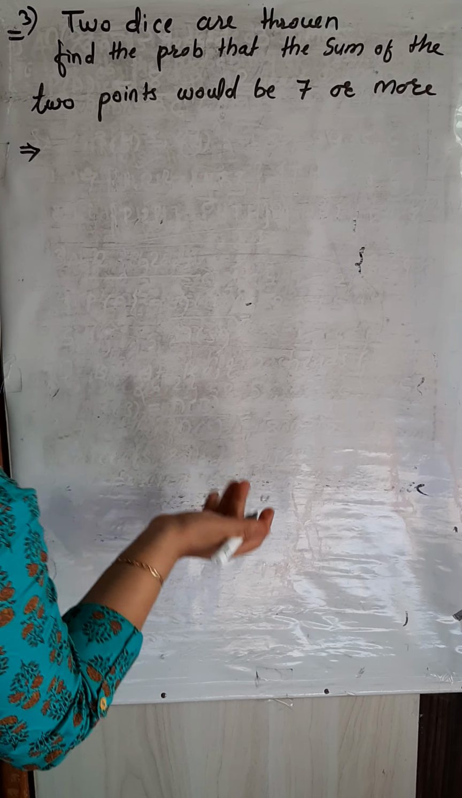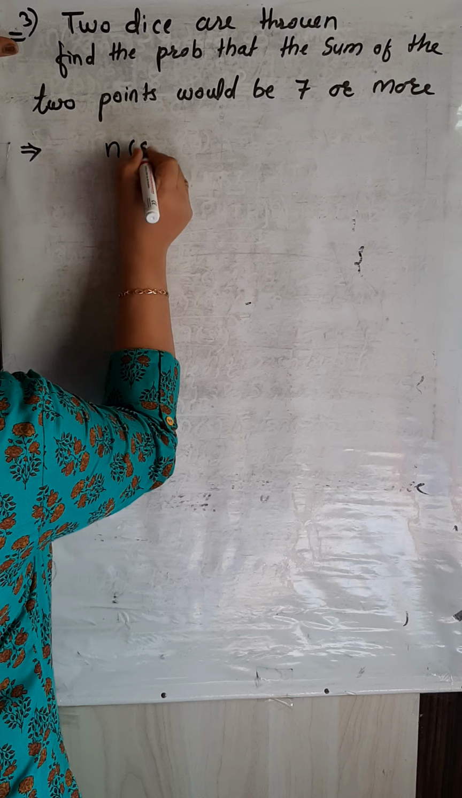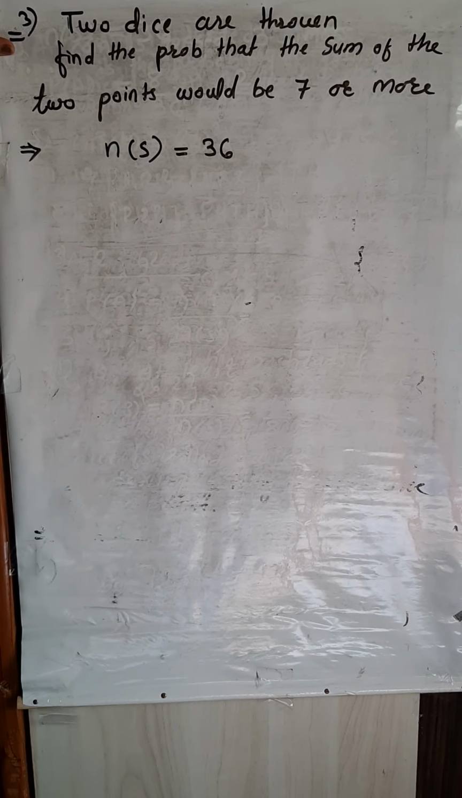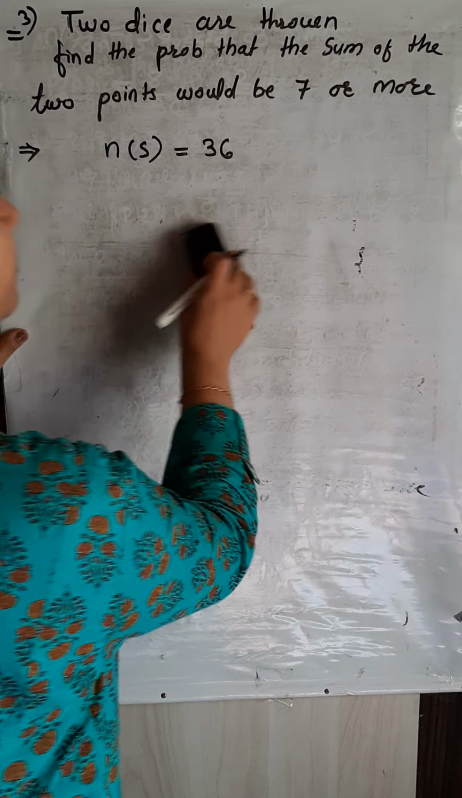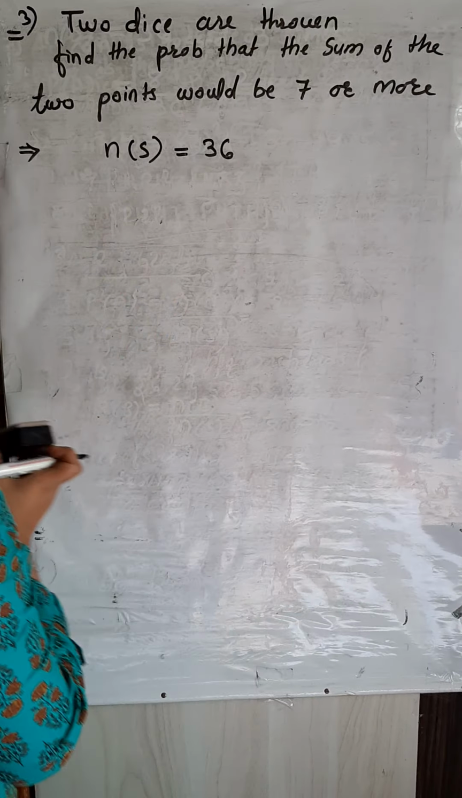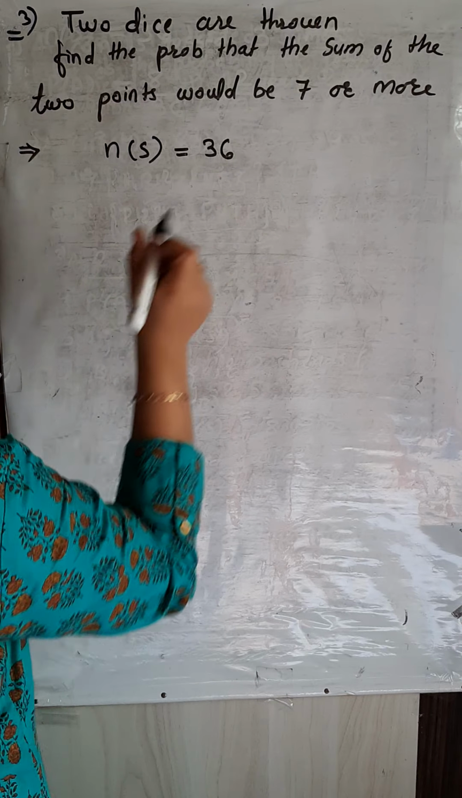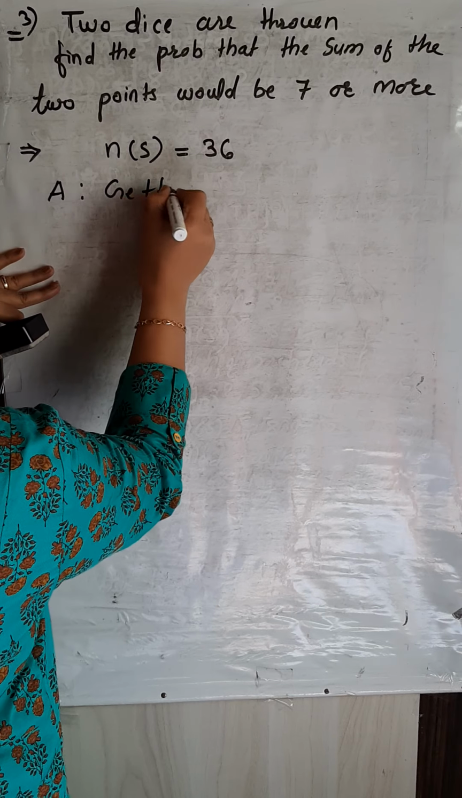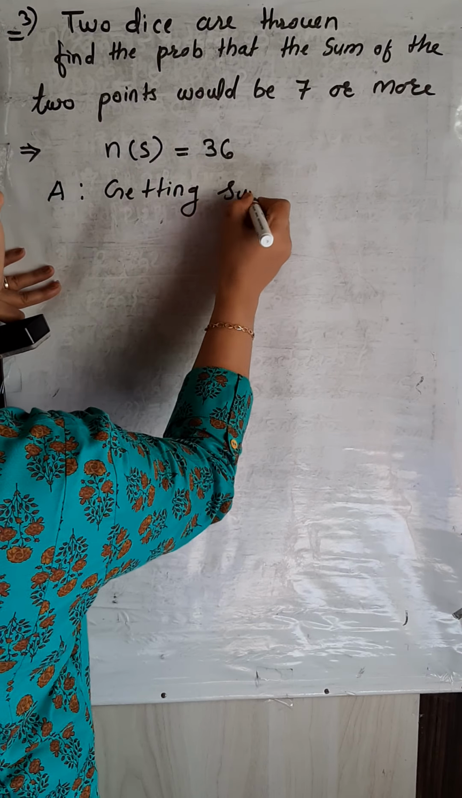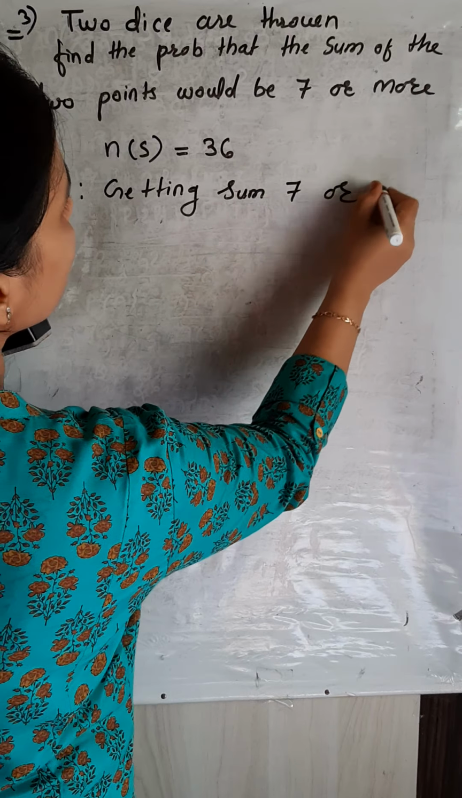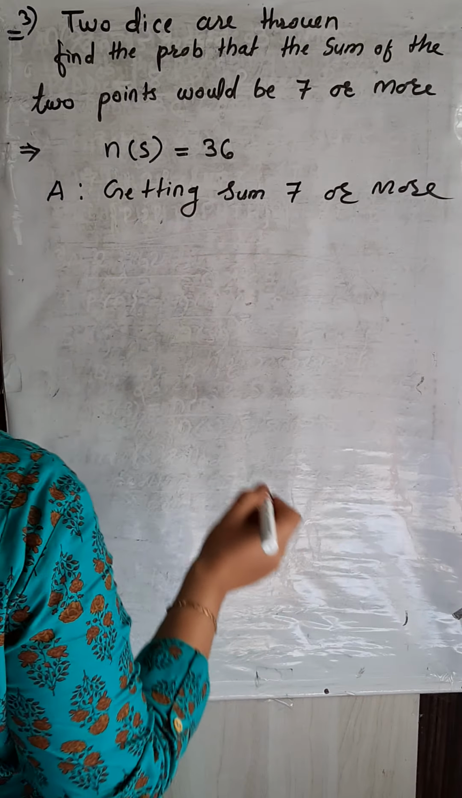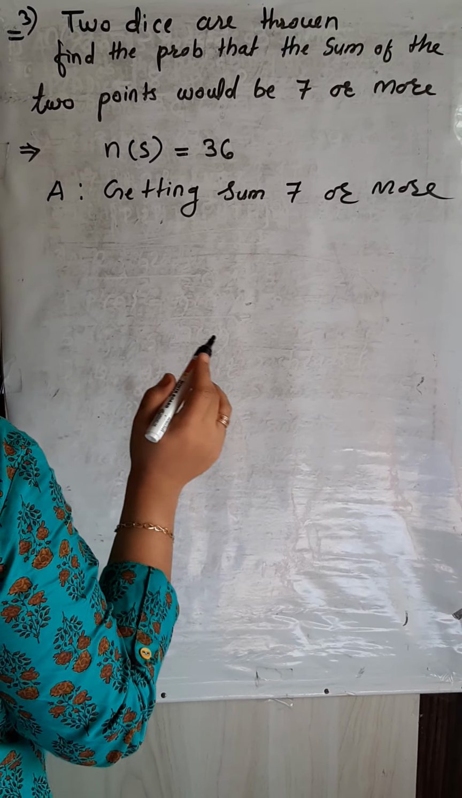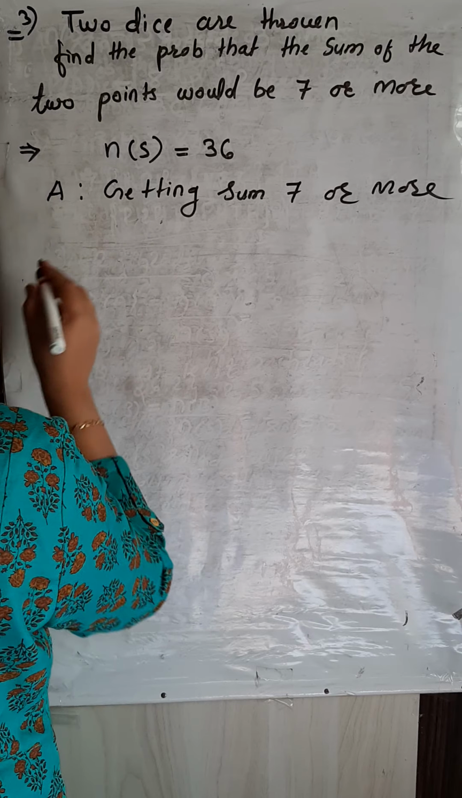When 2 dice are thrown at the same time, what will be the sample space? I just wrote it in the last question. When 2 dice are thrown, the sample space has 36 outcomes, and it is not necessary to write all the 36 outcomes every time. Now we need to write only those outcomes which have a sum of 7 or more. So our event is what? Getting a sum of 7 or more. So how many outcomes are there which will give you a sum of 7 or more? We'll write them one by one.